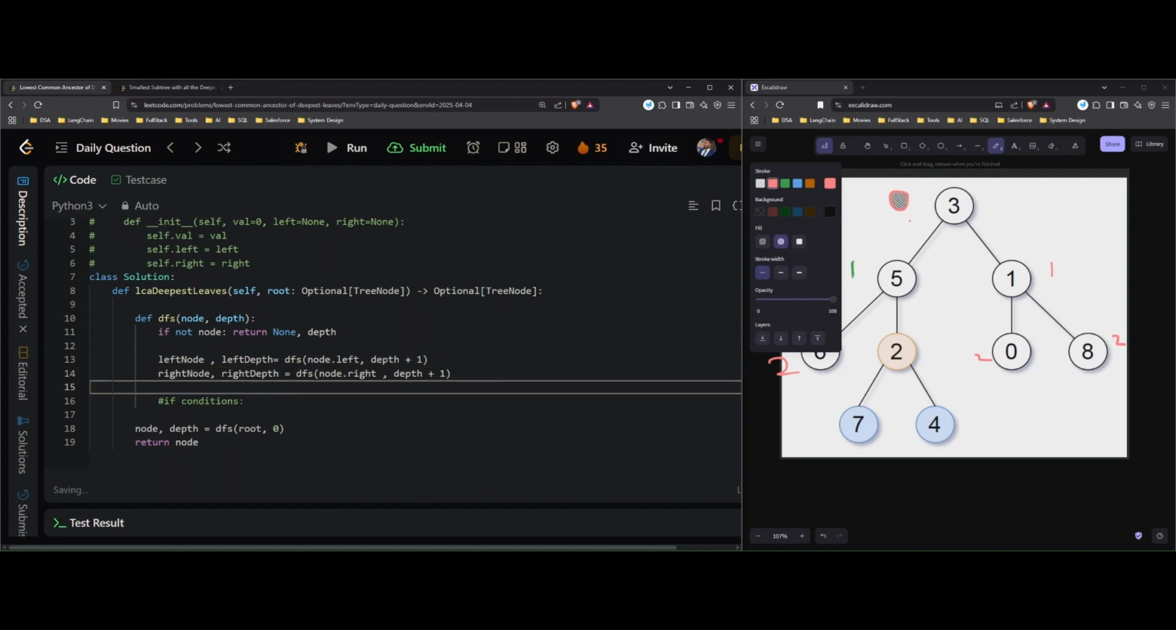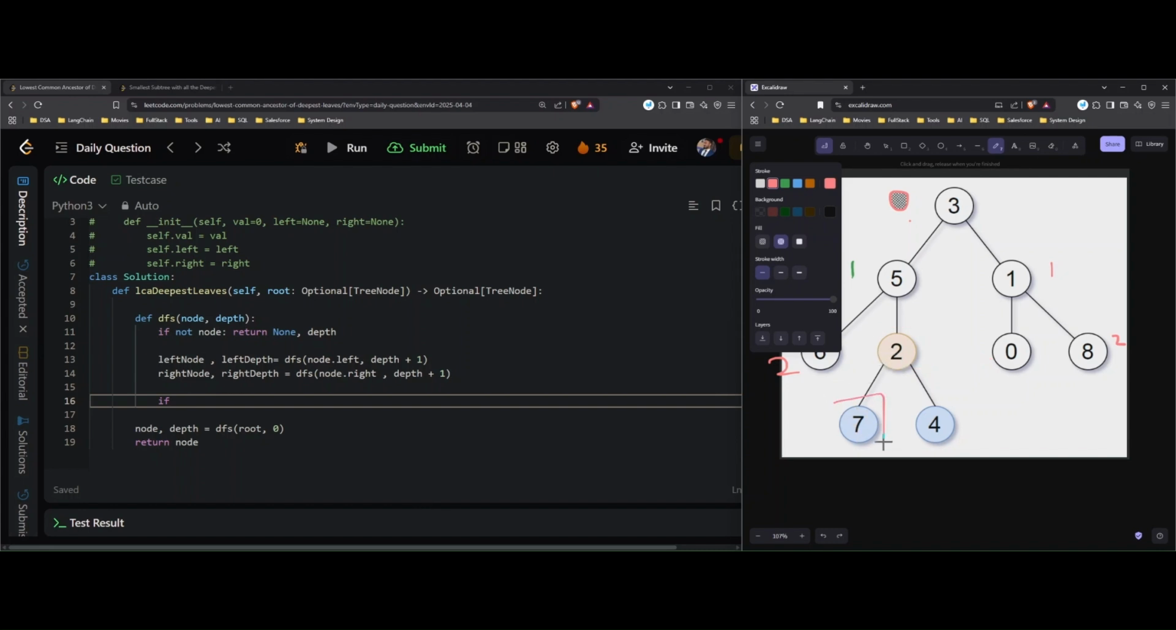Right? These are the two things that we have. Okay. Now moving to the if conditions. So for the if conditions, we'll check what was the condition. The condition was if both of these are having the same leaf node, right? If it means that this is the common ancestor, right? So this is what we will see there.